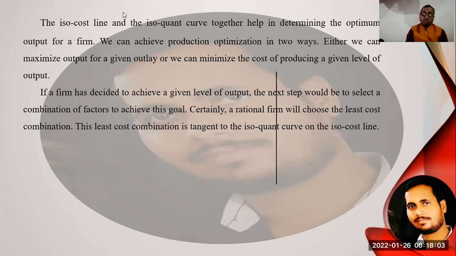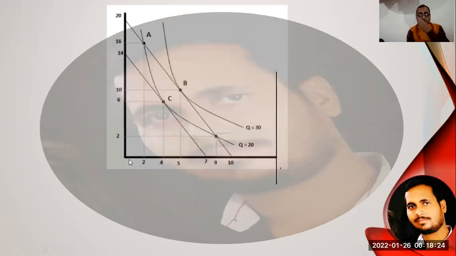It is showing those circumstances, those situations where the producers are able to get the best equilibrium, where the IsoQuant curve has to touch the IsoCost line. Now see the diagram, students. The diagram is showing here the IsoCost line.